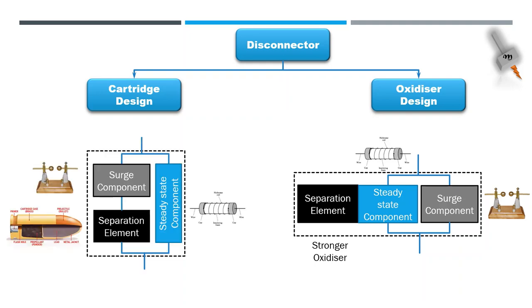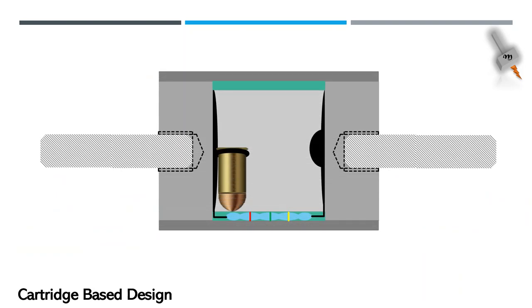Now let's see how these two designs are implemented in an actual disconnector. This is the first type of disconnector based on cartridge design.